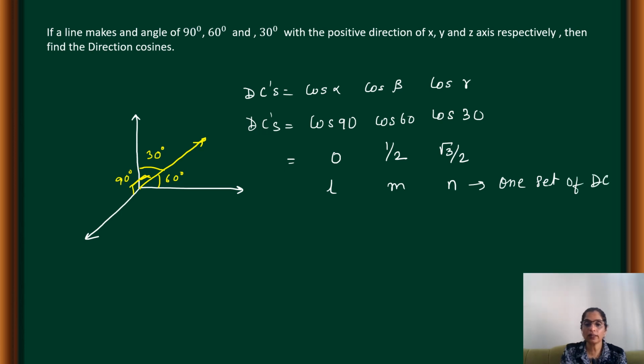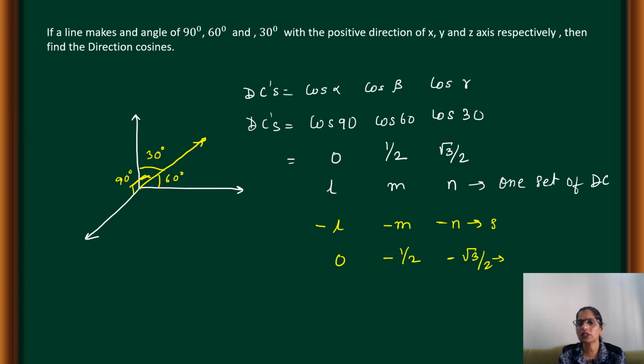We saw right now, every line has how many? Every line has two sets of direction cosines. Can we find out what is the second set? We know that the second set is going to be minus L, minus M and minus N. Therefore, the second set will be 0, minus 1 by 2 and minus root 3 by 2.